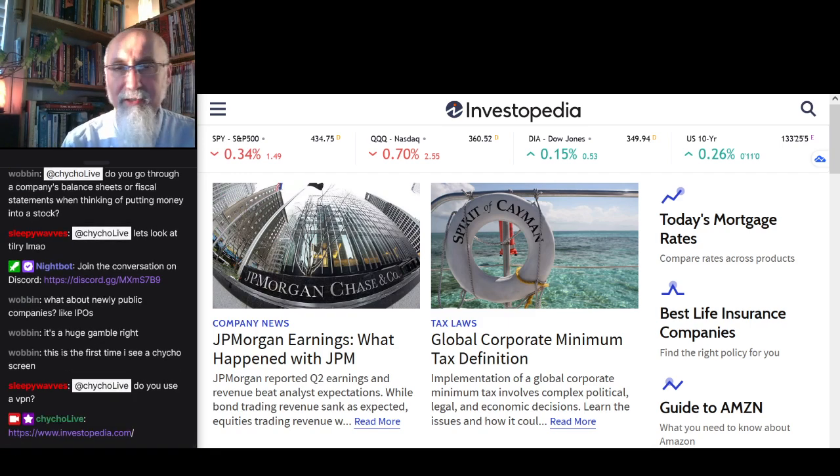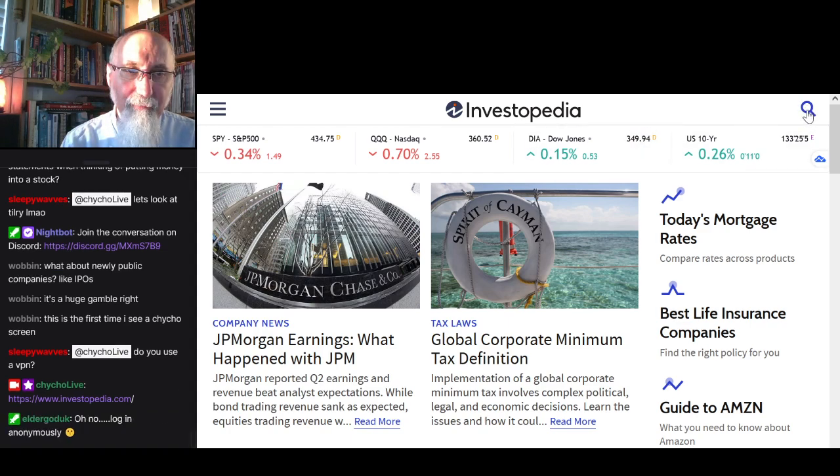Let me link this up to you guys. Investopedia, great site. Okay, bookmark this site. I'm not being paid by them. I don't have financial interest in this company or anything like this. I just use this site because you can look things up, right? Here's a search, right? Oh no, log in anonymously.